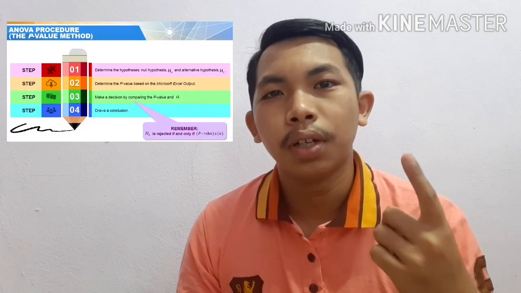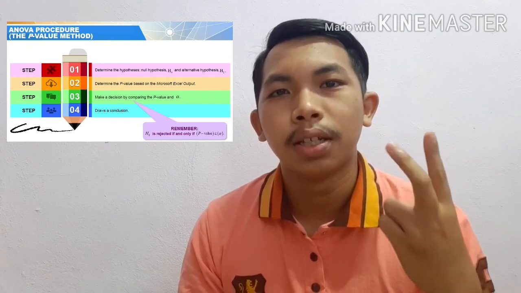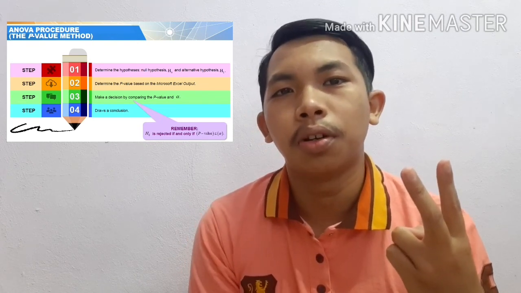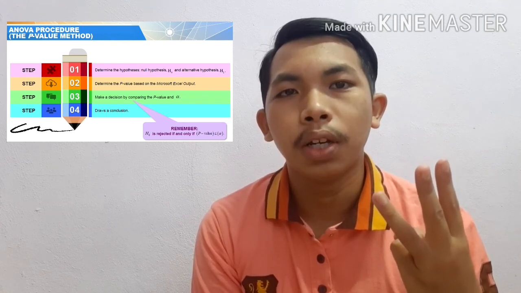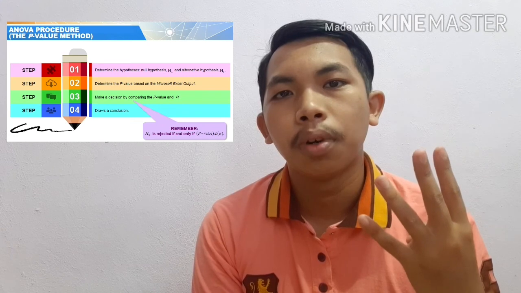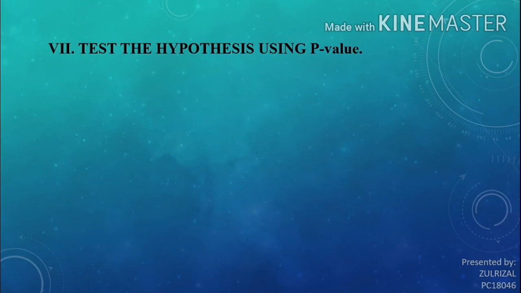Okay, before we start, we must know that questions 7 and 8 use the p-value method. The p-value method has four steps. First, determine the hypothesis. Second, determine the p-value based on Microsoft Excel. Third, make a decision by comparing the p-value and alpha. Fourth, draw the conclusion. Okay, let me explain how to calculate. Question 7: test the hypothesis using p-value.